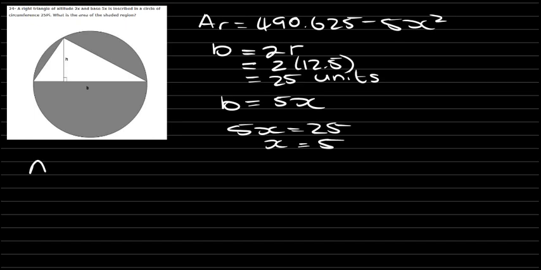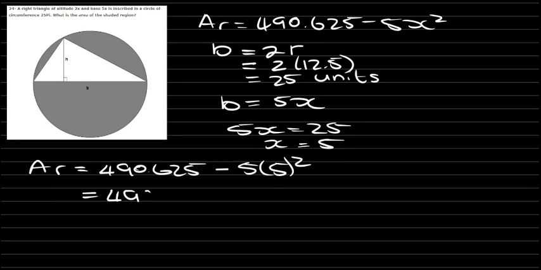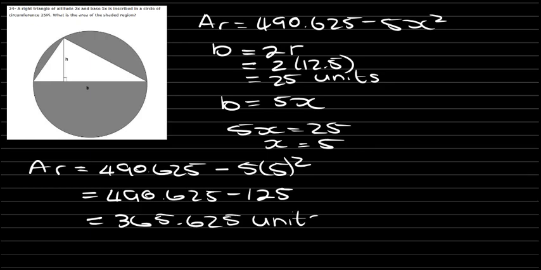So let's go back to our formula. We find 490.625, which is the area of the circle we calculated, minus 5 times 5 squared. 5 squared is 25, times 5, or 5 cubed, gives us 125 units, which leaves us with a final answer of 365.625 units squared. Very important, units squared, because it's an area.